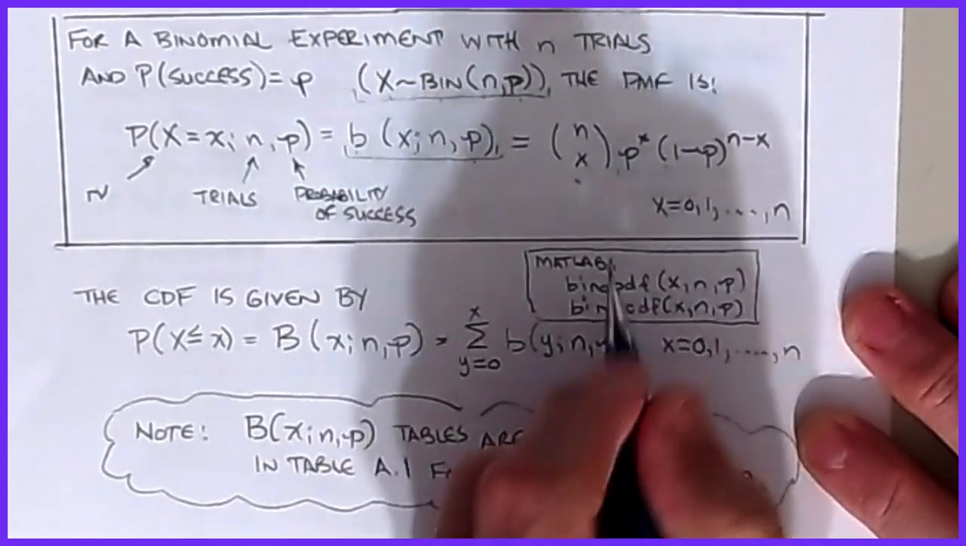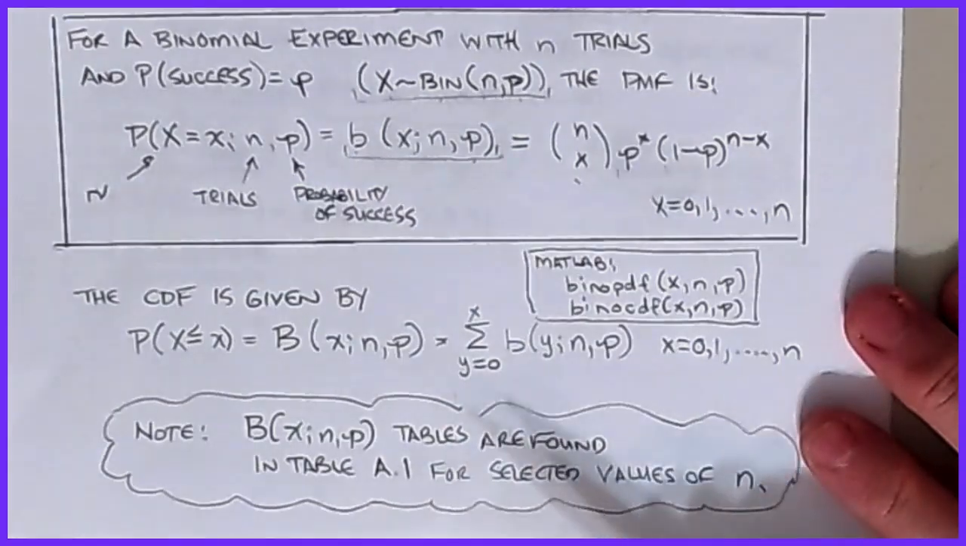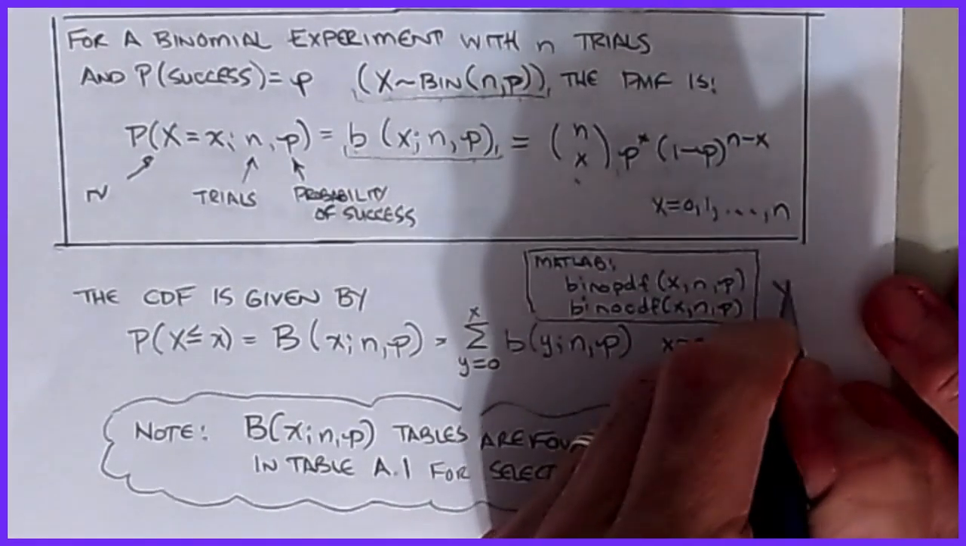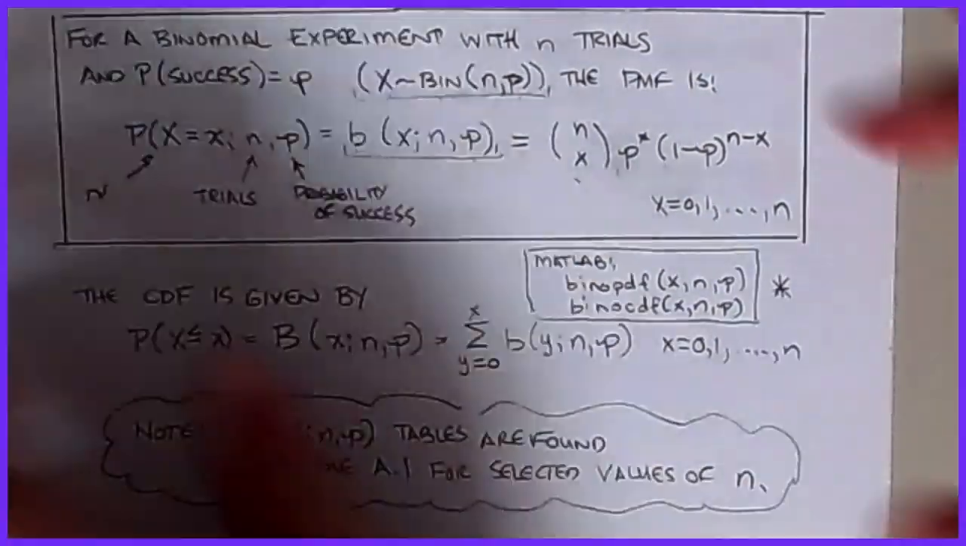Okay, and so all you do is basically pass in the variables, and then it will return the value of that probability for you. So those are very, very useful. So I'll mark those down on the notes for you as well. Okay. All right. So now on to our next page.